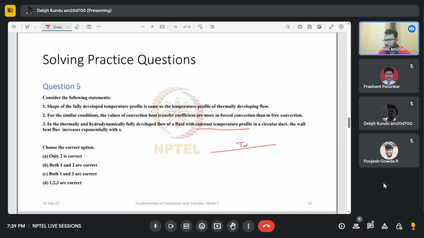So among these three statements, there are four options given below. So option A is only 2 is correct. Option B is both 1 and 2 are correct. Option C is both 1 and 3 are correct. And option D is 1, 2, 3 are correct. So we have one answer in favor of option B. Let's see what others have to say.